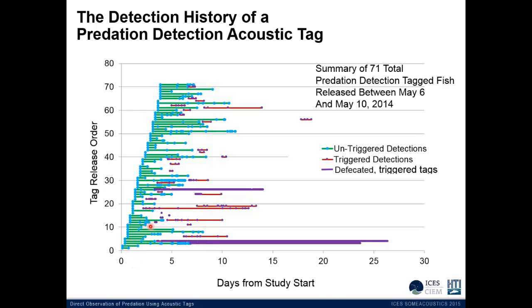In many cases, we detected the tags as they traveled down the river, some of them traveling more rapidly than others, and a number of them were not predated fish. However, in some cases, we do see that the fish were predated, and we continue to see the detections of those predated fish. In some cases, they were detected as predated, and then later, the predator defecated the tags, and so the tags remained stationary. We continued to see those over a long period of time.